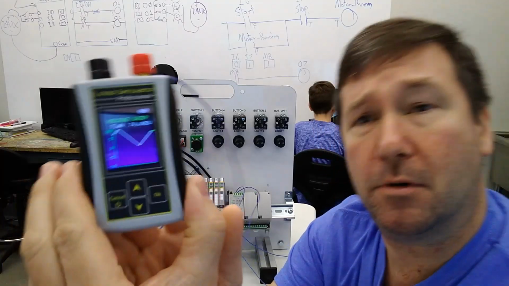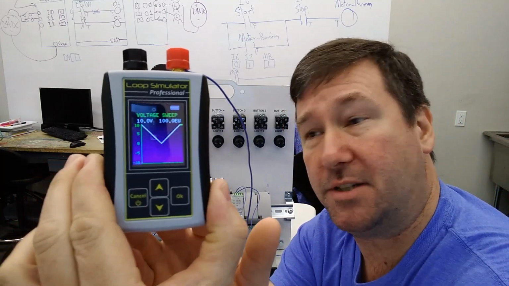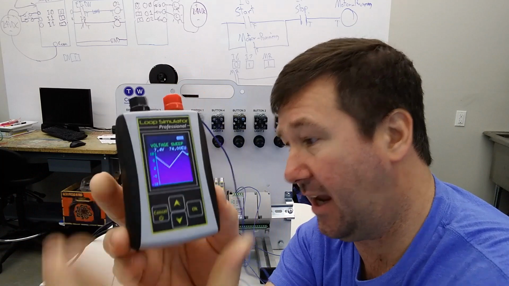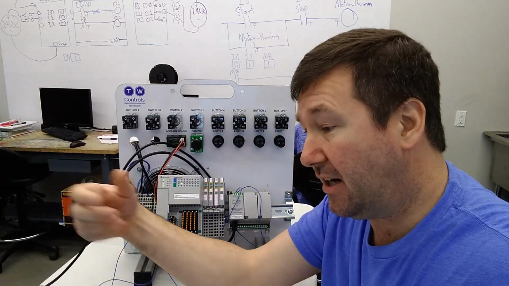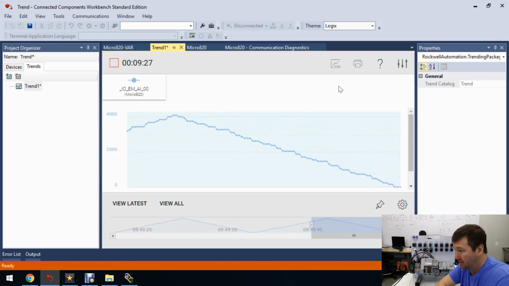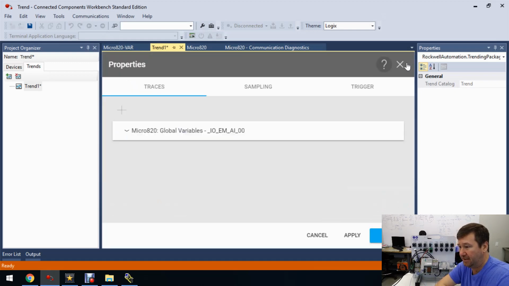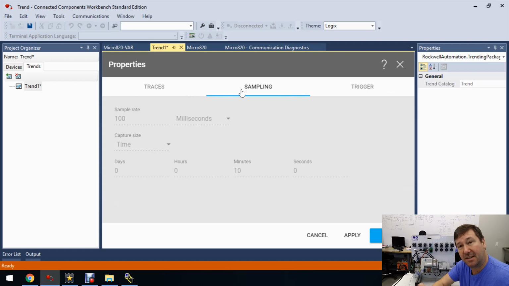And actually the graph that we're getting on our analog simulator is much more crisp than what we're getting out of the Connected Components Workbench. And that has to do with its update rate. The default update rate, if we just go and click here on properties and sampling, is 100 milliseconds. So you may need to adjust that for your particular application.